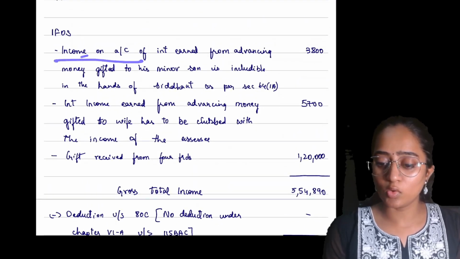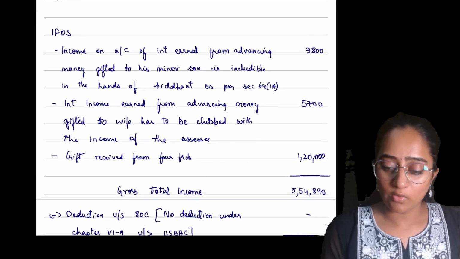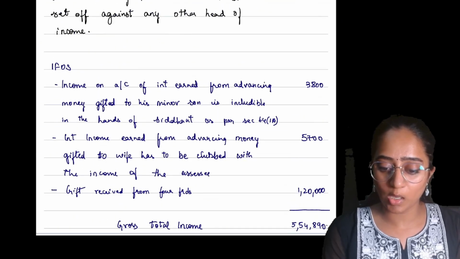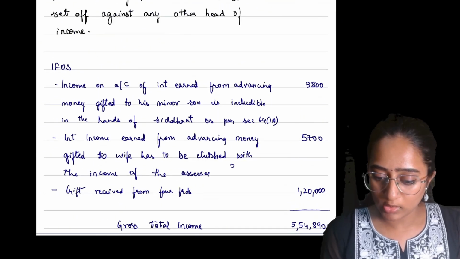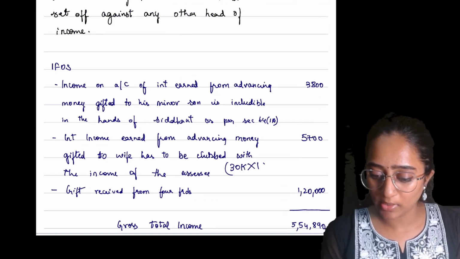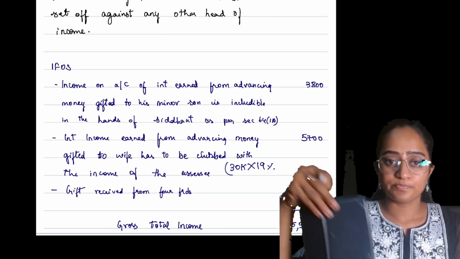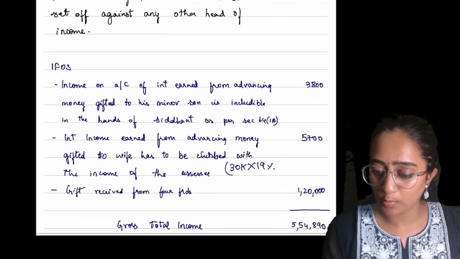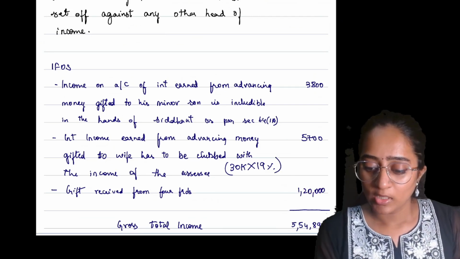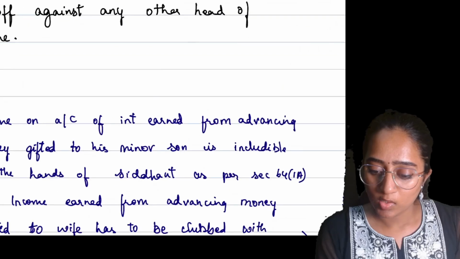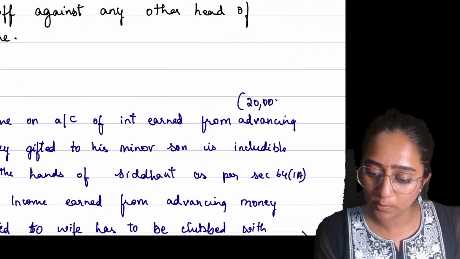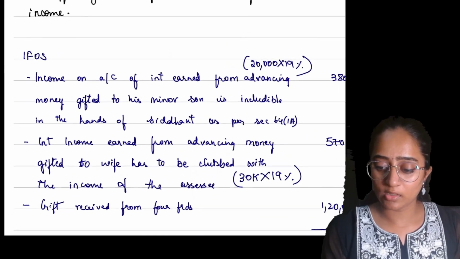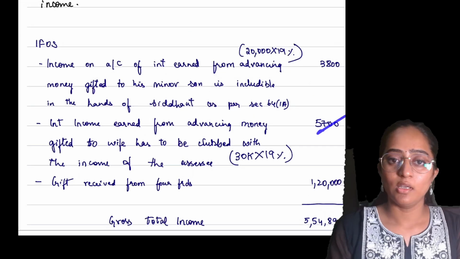Whatever the income which is accrued, where is it? 30,000 rupees to his wife. Please calculate and tell me how much is it going to be? 30,000 rupees to his wife, 30,000 multiplied by 19% per annum. So, how much is it going to be, people? 30,000 multiplied by 19%. The answer is already provided: 5,700. And again, 20,000 rupees multiplied by 19% will get 3,800. And this 3,800 and 5,700 is provided in the question.